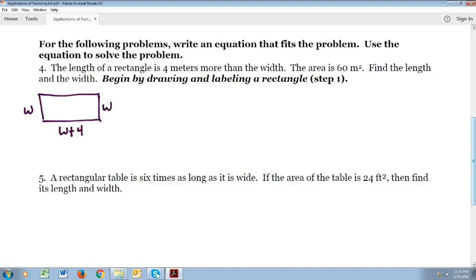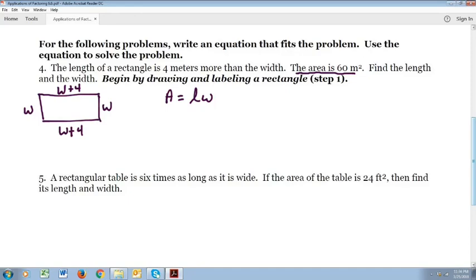Now, we know all the lengths here. So there's 2 widths on the right and the left, and then the lengths are both W plus 4. So perimeter, actually what we've done in the past was perimeter where we added the 4 sides. But notice here it's telling us the area is 60 square meters. Area is always square units. So we have a formula for the area of a rectangle. It's length times width. So here the length times the width is 60.